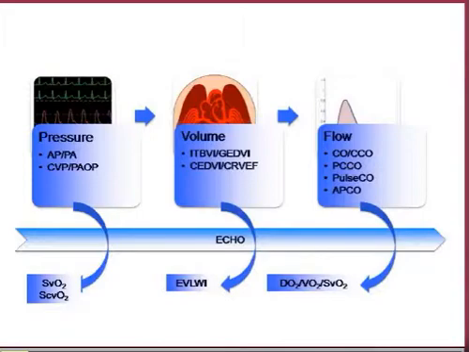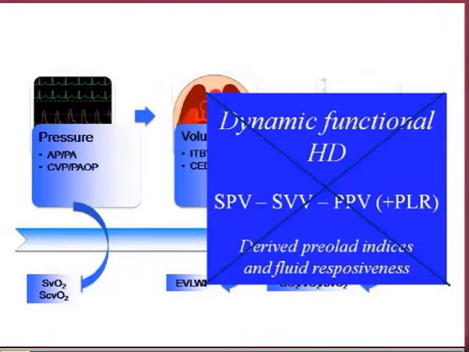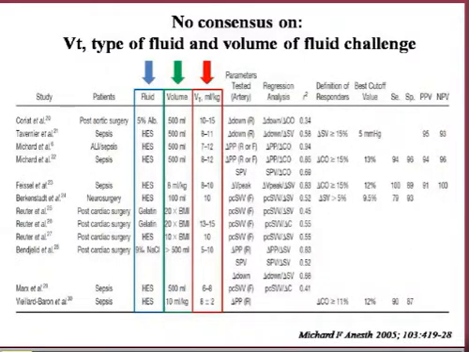Just to keep it very easy, as I said before, I think the first level is pressure. I have some concern about dynamic functional hemodynamics because I will show in a few slides some doubts about it. So first, is there any consensus on the tidal volume, the total amount of fluid, or the kind of fluid we have to use? The answer is no. Look at this slide: hydroxyethyl starch, gelatin, albumin, or look at the volume, 500 milliliters, 100 milliliters, body mass index, or tidal volume, 10, 8, 7, 10, 8, 5, and so on.